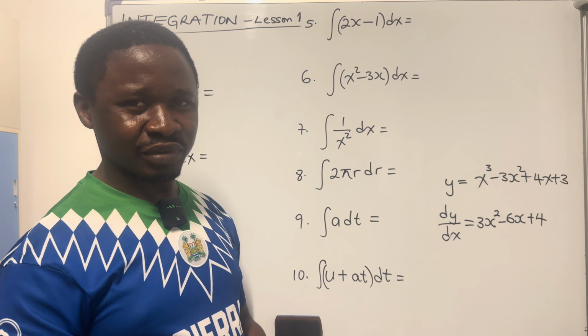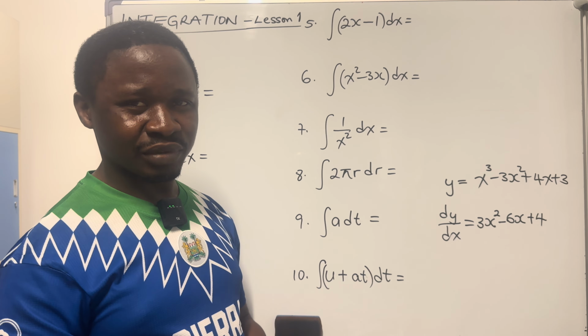Then the next question is, what is the new power? 1 plus 2. 1 plus 1 is 2. The new power is 2. So we have x squared over 2. But there is something I want to explain. Let us go to what I was explaining here.